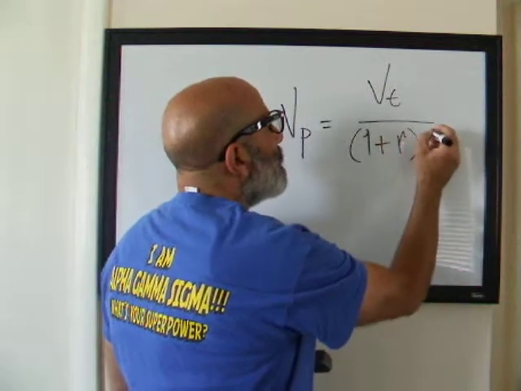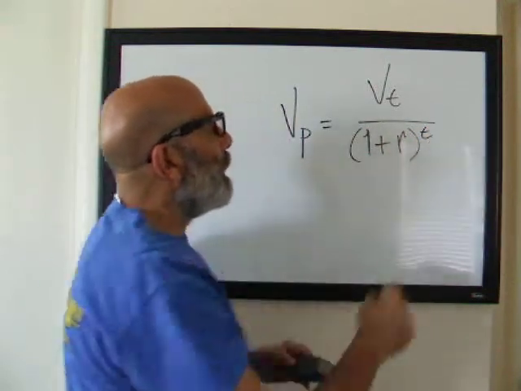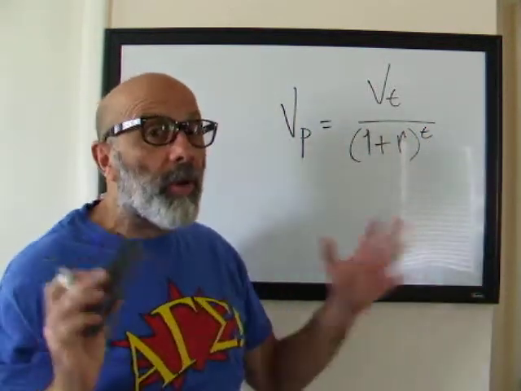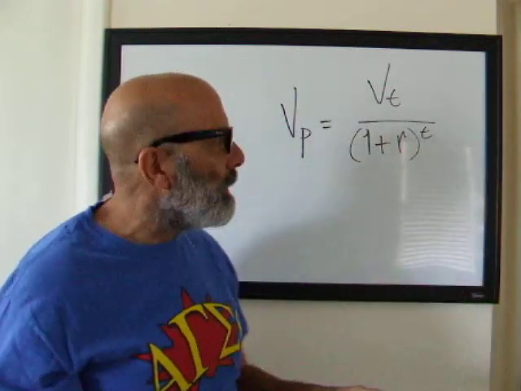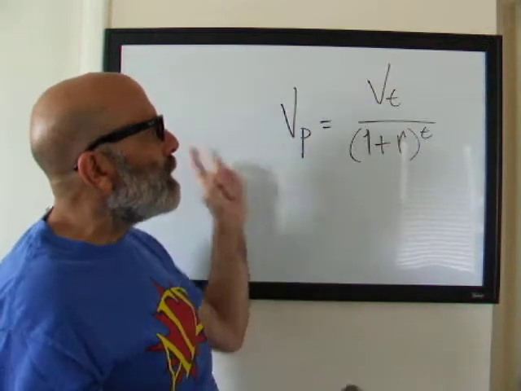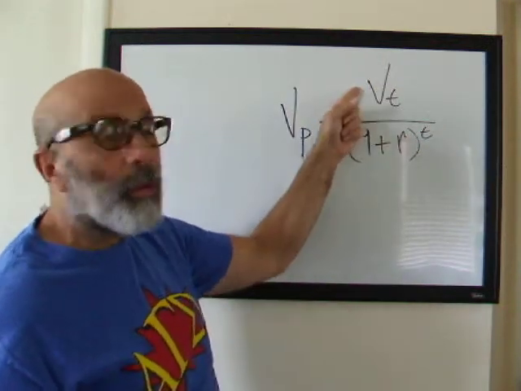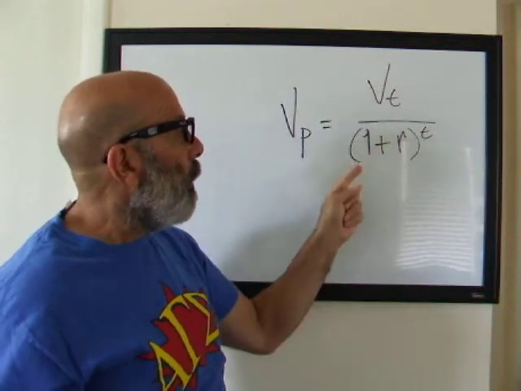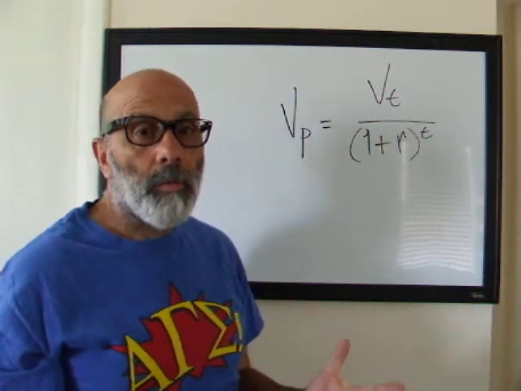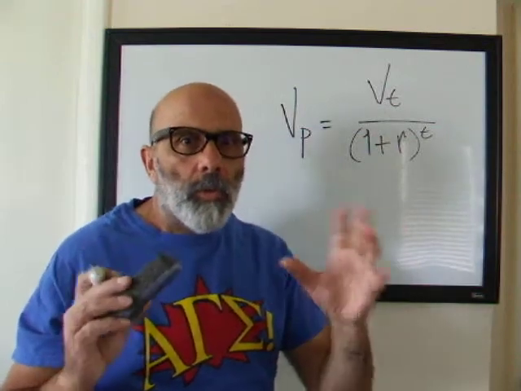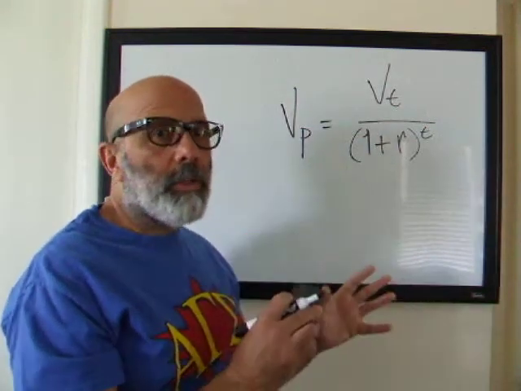And all of this is going to be raised to the exponent of the term. So we can make an investment for any time period, for 30 days or for 30 years. It doesn't matter. So this is the equation for present value. The present value is equal to the future value of MRP over 1 plus the interest rate raised to the term.